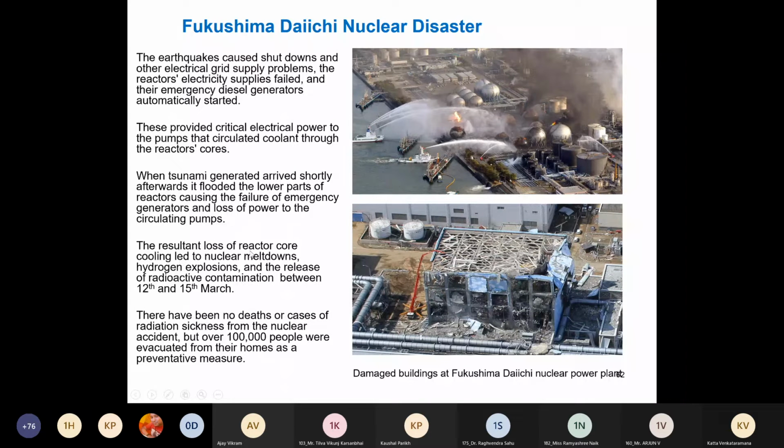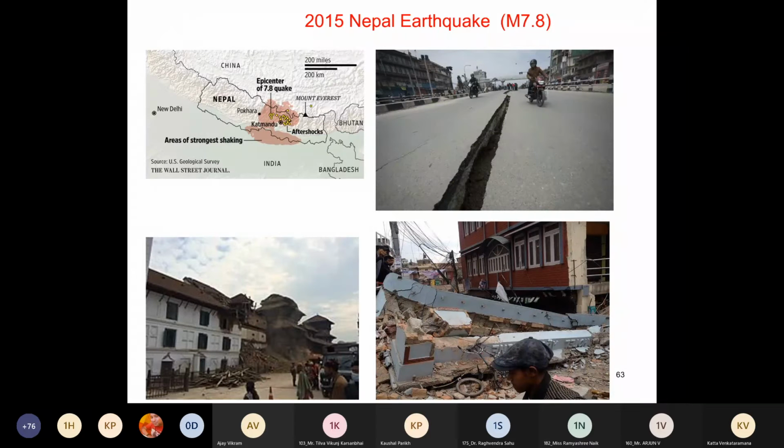The resultant loss of reactor core cooling led to nuclear meltdowns, hydrogen explosions, and the release of radioactive contamination between 12th and 15th March. So the earthquake happened on 11th. So between 12th and 15th, there was release of radioactive contamination. So you can see here, damaged building at Fukushima Daiichi nuclear power plant. They had evacuated more than 1 lakh people, and there was damage due to radiation.